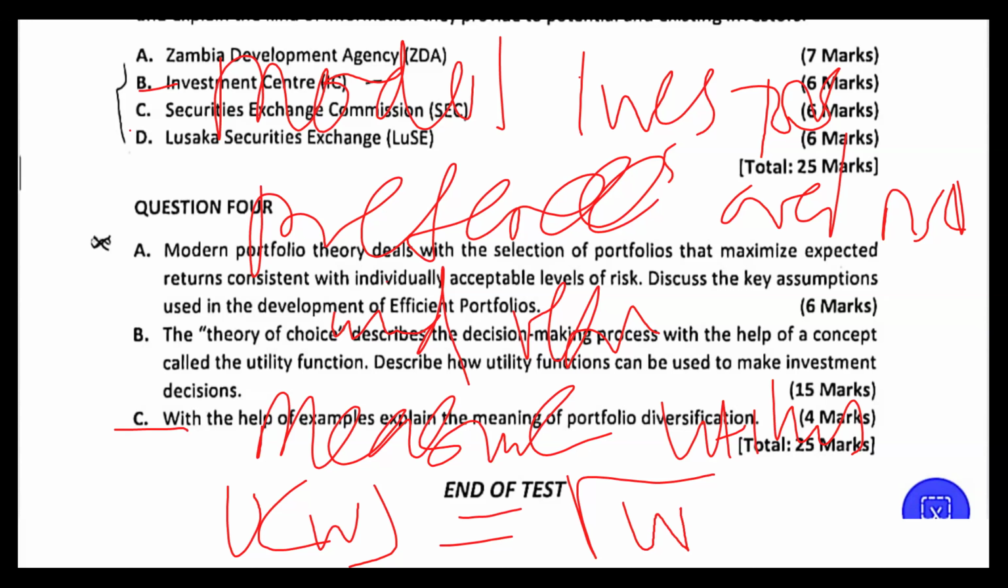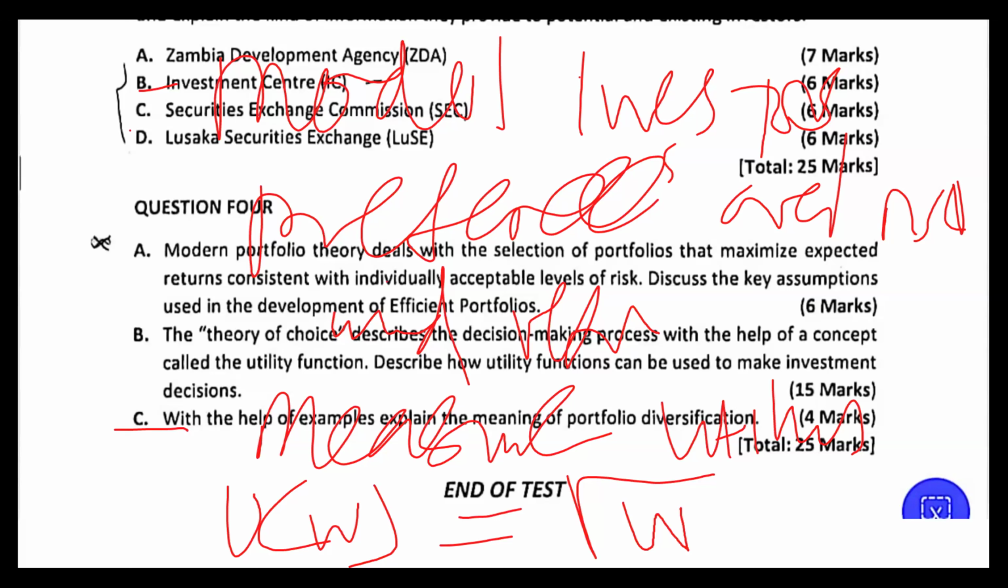So the key decision rule is that investors will always select that particular portfolio which will maximize the expected utility. Not just the expected return, they will have to choose that portfolio which will maximize utility, which will also maximize return.